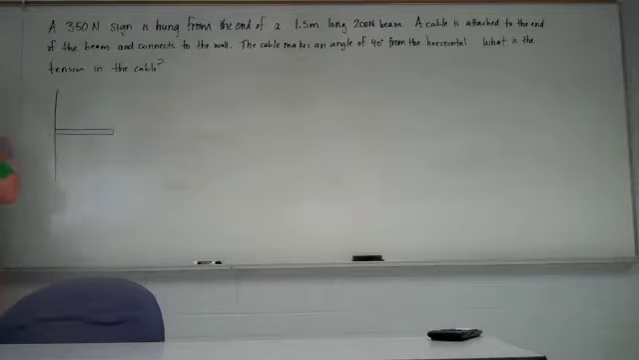So here's our beam. There's a cable out here attaching that beam to the wall. The cable makes an angle of 40 degrees from the horizontal, so this angle is 40 degrees. Our sign is out here at the end. I don't know what the sign says. I'd like to know what the tension is in the cable.